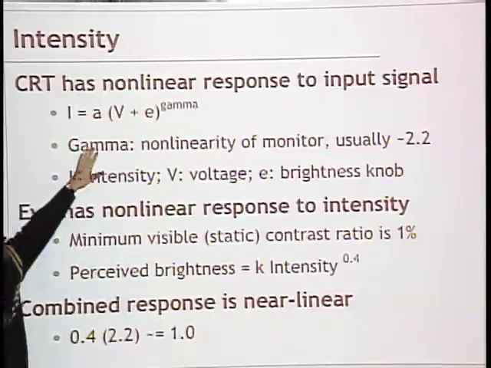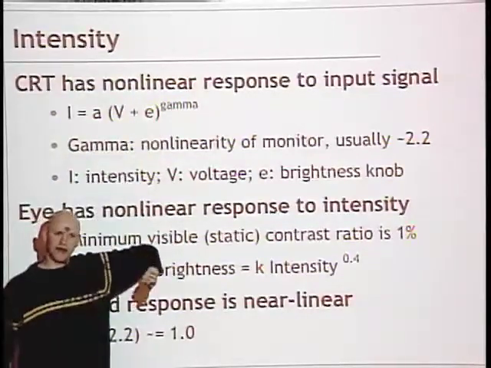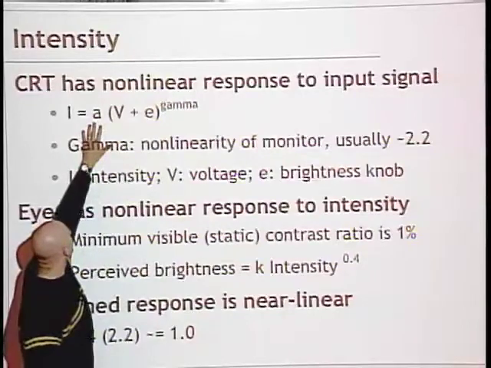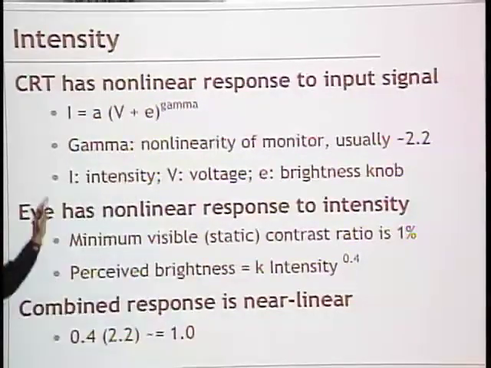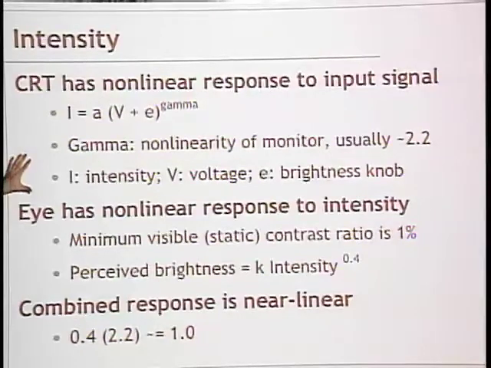So you put in your voltage, the brightness knob biases the voltage, and then you take that to the gamma power, and that spits out a certain number of electrons. That's your intensity. The intensity is actually the number of photons that it's spitting out. So that's nonlinear, which is a bit of a problem. Because if you go from 50 in your frame buffer to 100 in your frame buffer, you want it to spit out twice as many photons, but it doesn't work like that. CRTs just don't work like that.